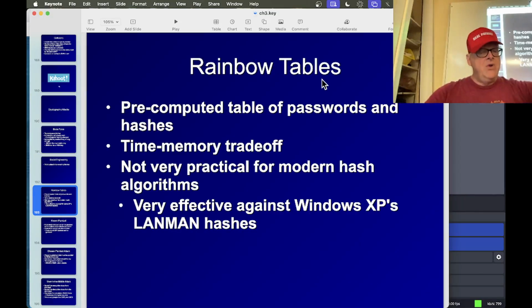Another one is to use rainbow tables. This is a way to speed things up by using more memory to save time. So instead of doing repeated calculations, you calculate a bunch of it once and you just look it up in a table. This worked pretty well against Windows XP's password hashes, but it's not very practical for modern hash algorithms.